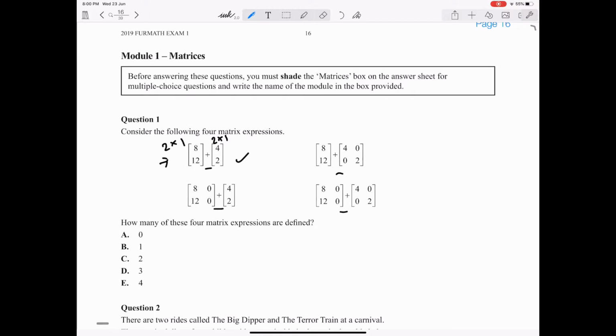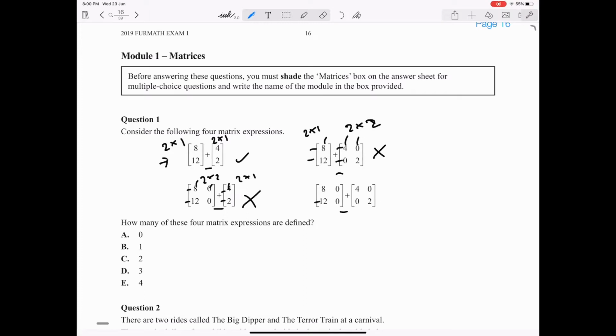Let's take a look at the second one. 2 rows and 1 column. And that has 2 rows and 2 columns. These matrices do not have the same order, therefore it's not defined. Let's take a look at this one. 2 rows and 2 columns. And this one, 2 rows and 1 column. Matrices do not have the same order, therefore they're not defined.